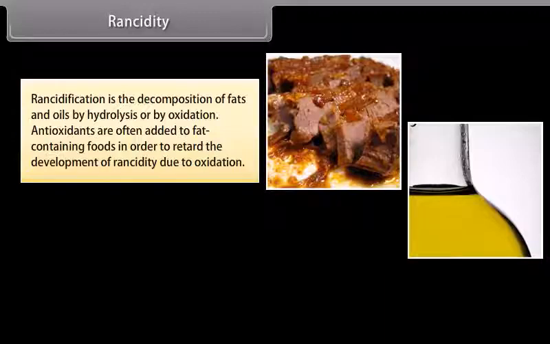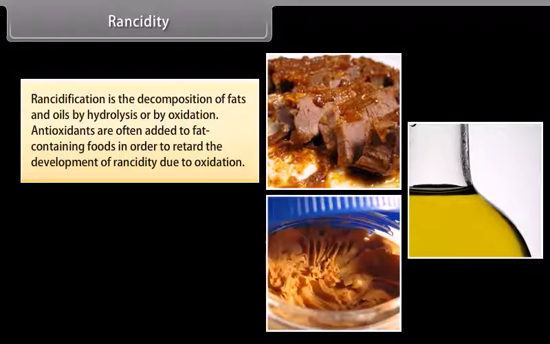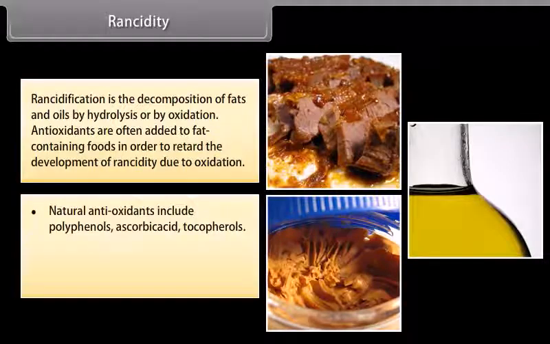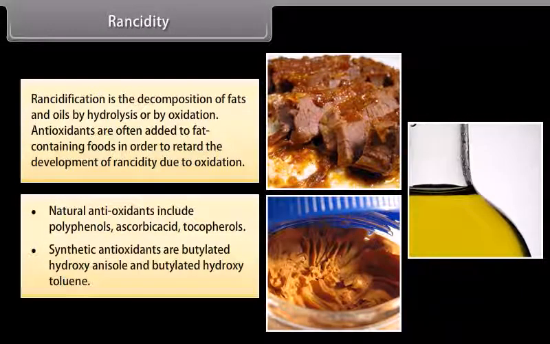or by oxidation. Antioxidants are often added to fat-containing foods in order to retard the development of rancidity due to oxidation. Natural antioxidants include polyphenols, ascorbic acid, tocopherols. Synthetic antioxidants are butylated hydroxyanisole and butylated hydroxytoluene.